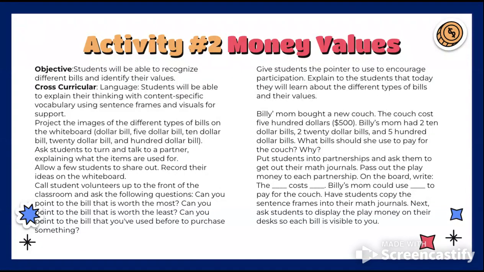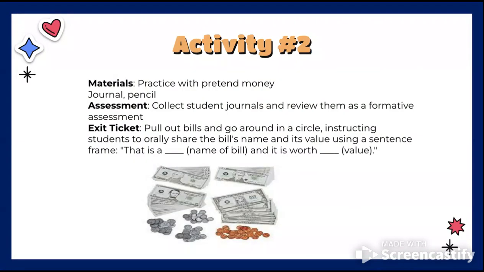Have students copy the sentence frames into their math journals. And next, ask students to display the money on their desk for each bill to be visible to you. This is a continuous activity. The materials you're going to need are your pretend money, your journal, and your pencil. And your assessment is going to be collecting the journals and reviewing them as a formative assessment.